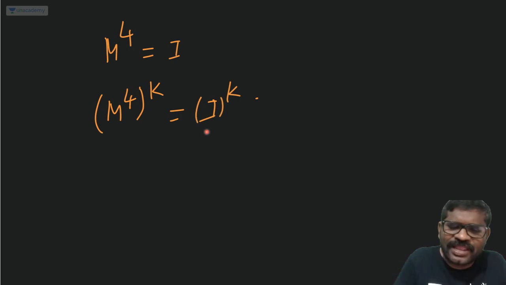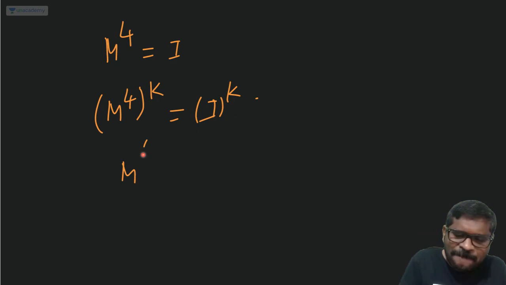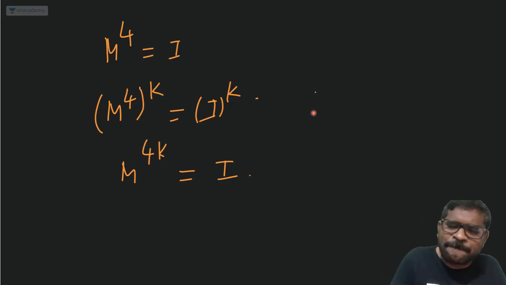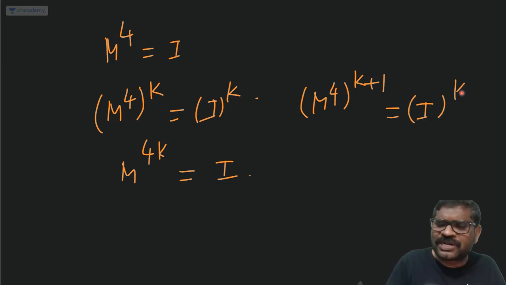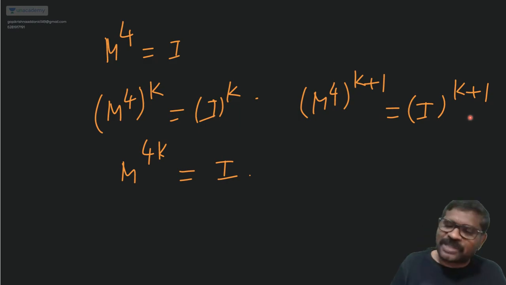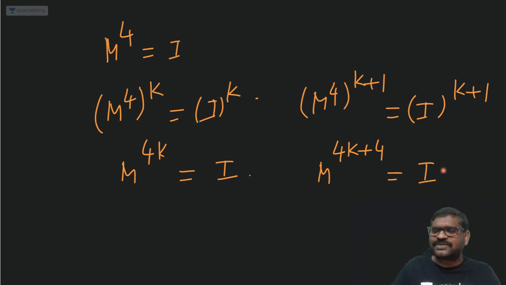Is it okay? I have raised power k on both sides: M power 4k equal to I. If M power 4k equal to I, M power 4 whole power k plus 1 equal to I power k plus 1. M power 4 power k plus 1 is nothing but M power 4k plus 4 equal to I power k plus 1. That is I. Catch my point?